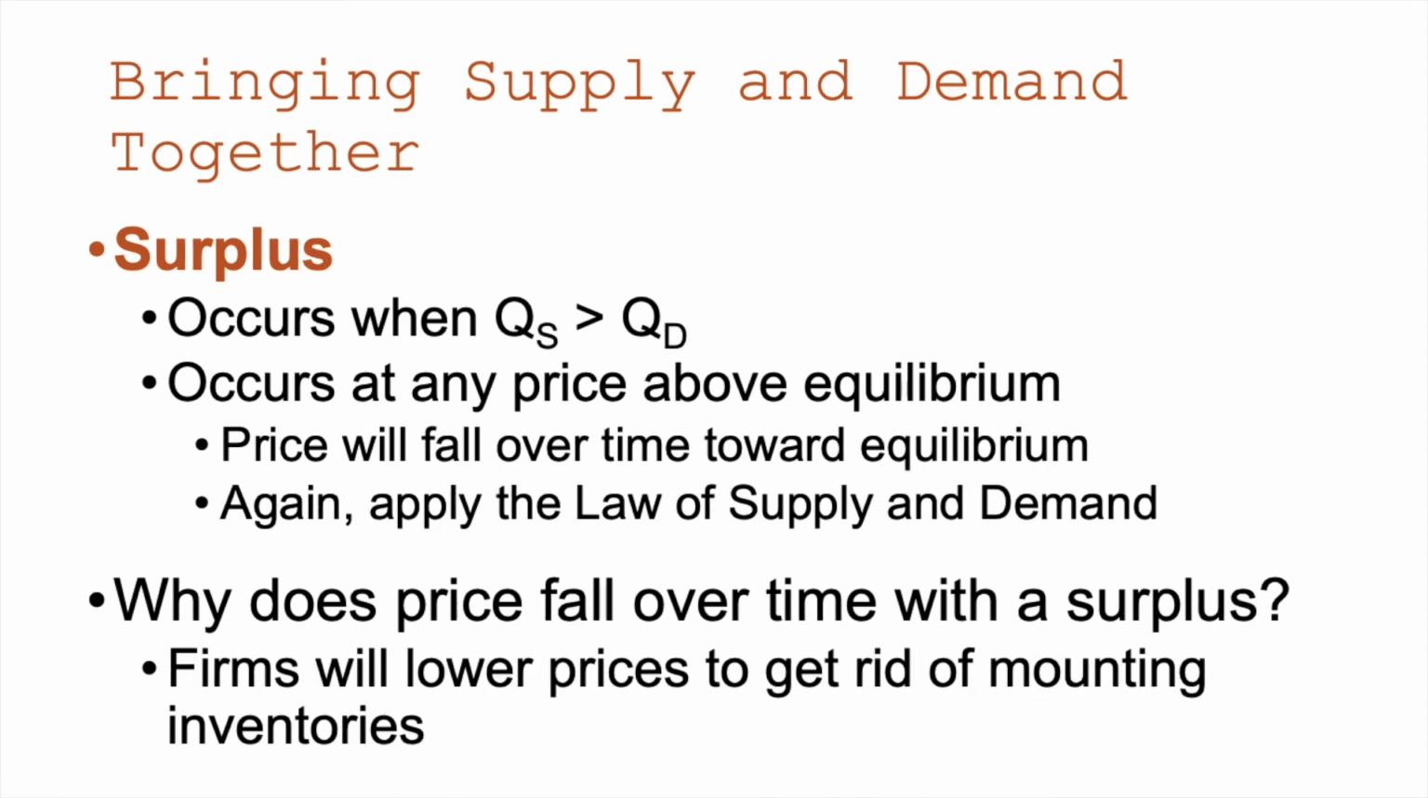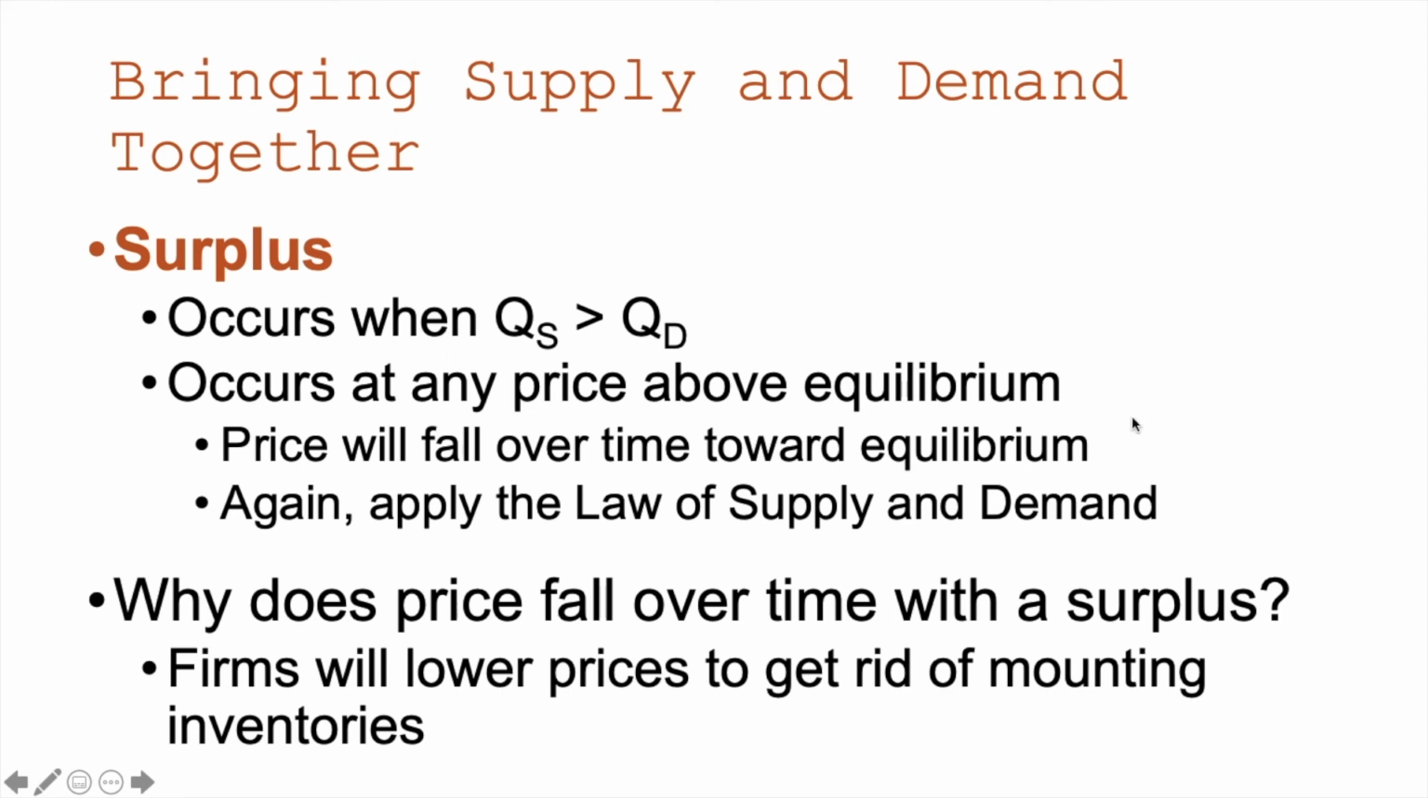A surplus is the opposite. So a surplus occurs when the quantity supplied outweighs the quantity demanded. So that happens when the price is too high. It's above the equilibrium. When the price is high, sellers want to sell a lot, but buyers don't want to buy that much. So the result will be that the price moves the opposite direction.